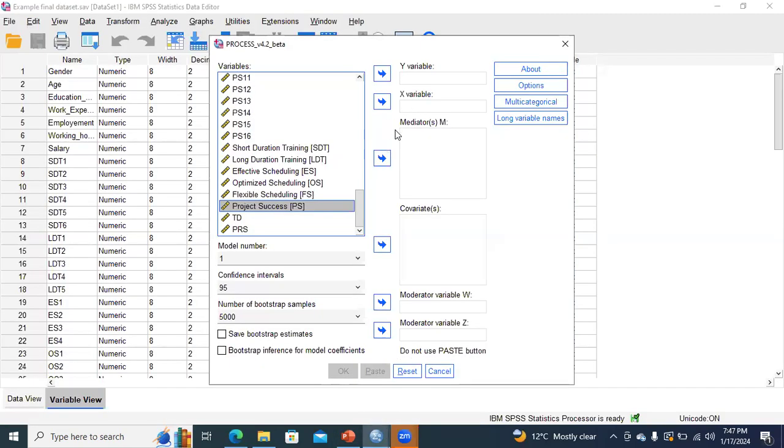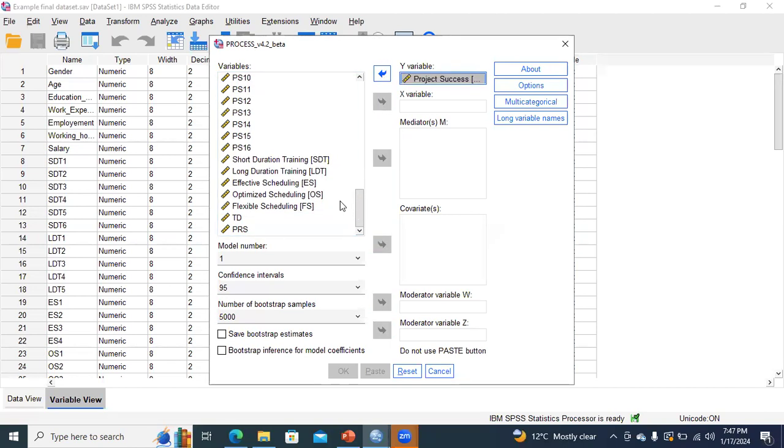So I need to put these variables at their appropriate places. First of all, project success in the Y variable. Then I need to put short duration training in the X variable. Then I need to put effective scheduling as my moderator. This is the first thing you need to do.